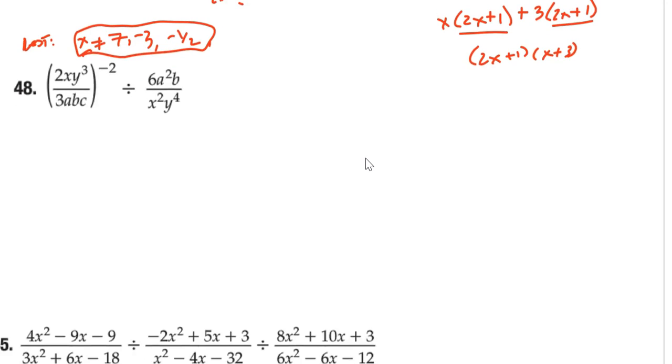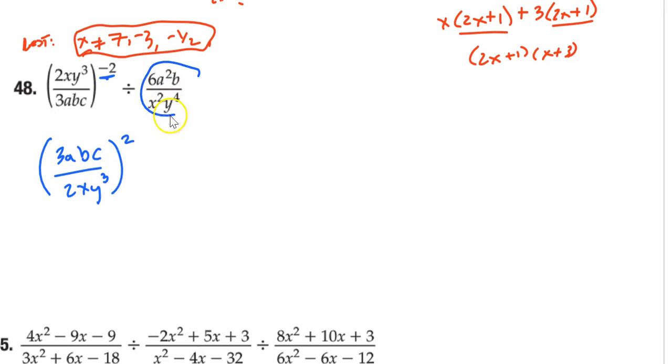This next one, negative 2 power. So remember what the negative does? It flips it. So if y'all want, you could flip it early. So 3abc over 2xy cubed. There's still a 2 there. Remember, and this is divided by. Remember what divided means: multiplied by the reciprocal. So x squared y to the 4th over 6a squared b.